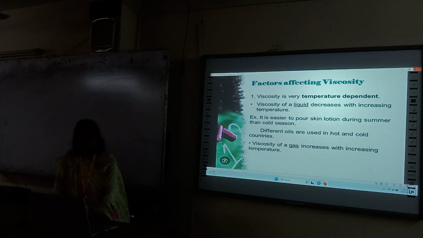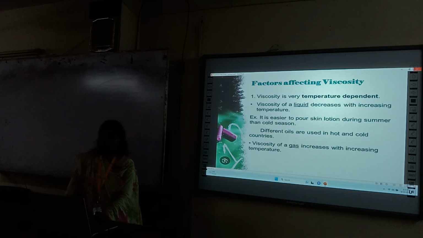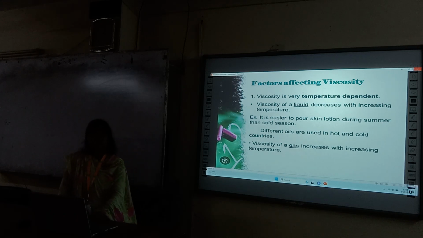Viscosity of a gas increases with increasing temperature because if we increase the temperature in a gas, the gas molecules have more friction. For this reason, the viscosity is increasing.